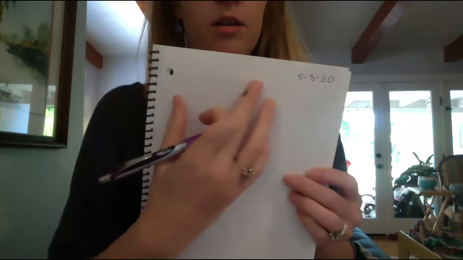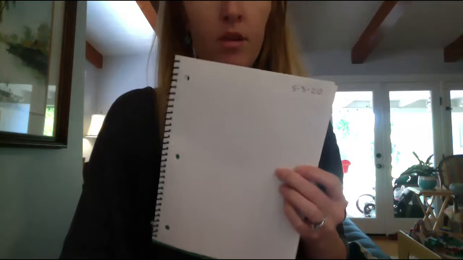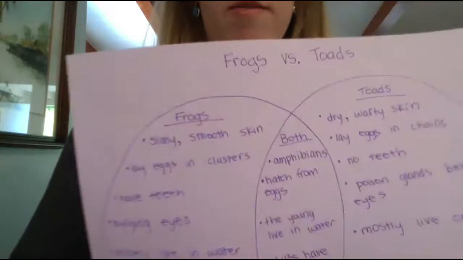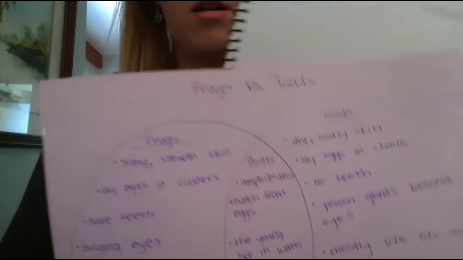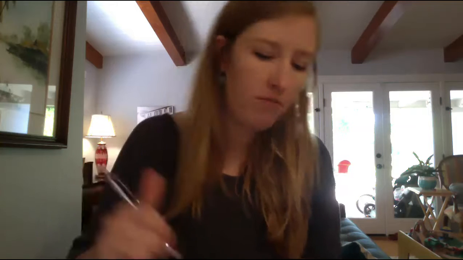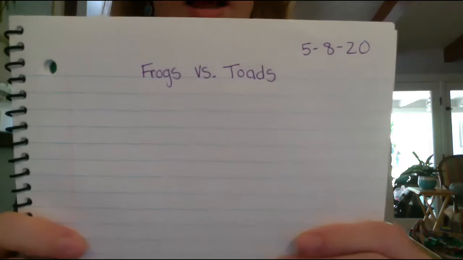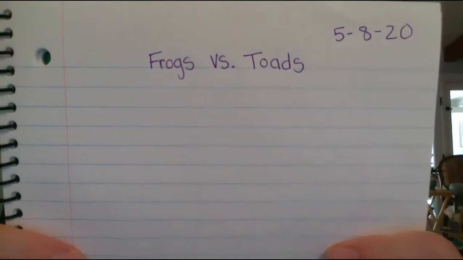And then your title's going to go up here in the middle. Our title is Frogs vs. Toads, just like our Venn diagram. So you can just copy that title onto the top of your journal. Frogs vs. Toads. And it is a title, so you want a capital F and a capital T. You should have something like this. Okay.